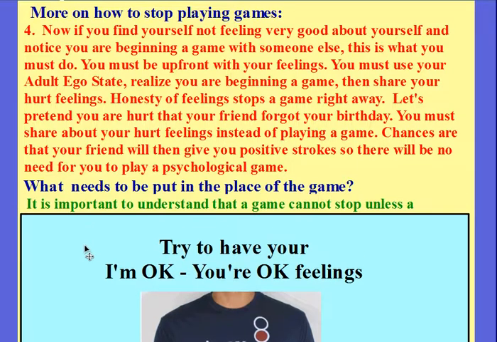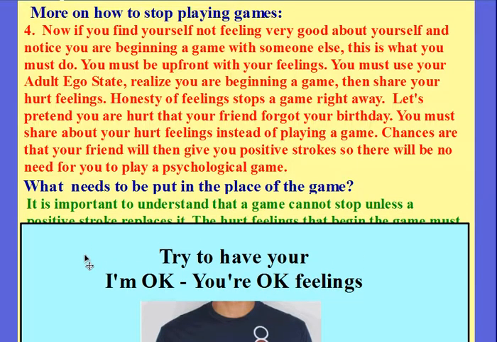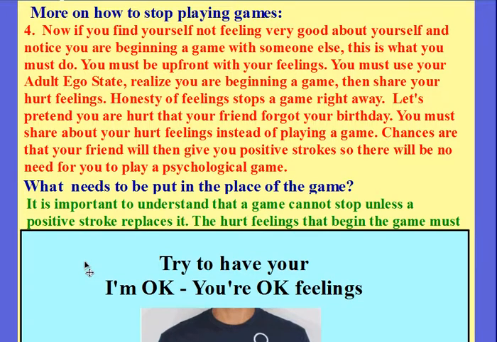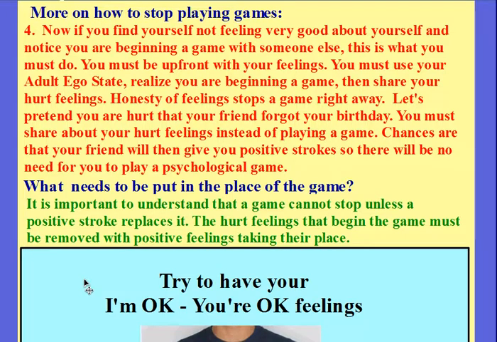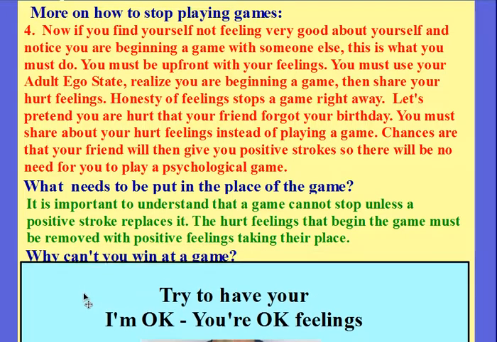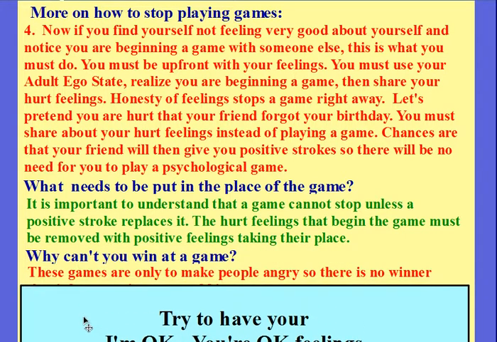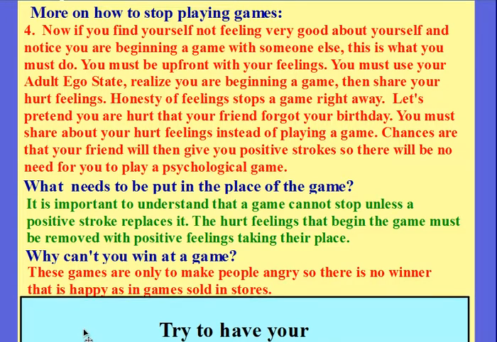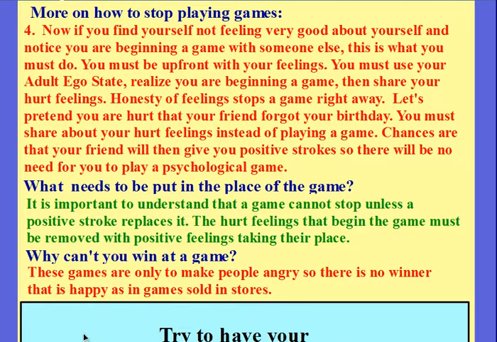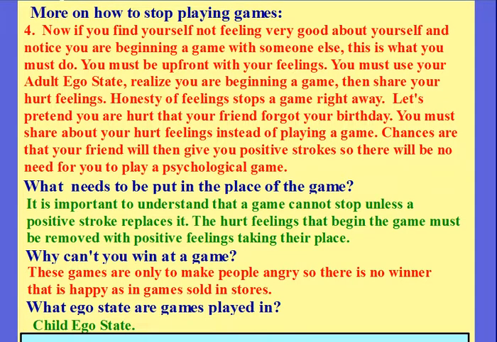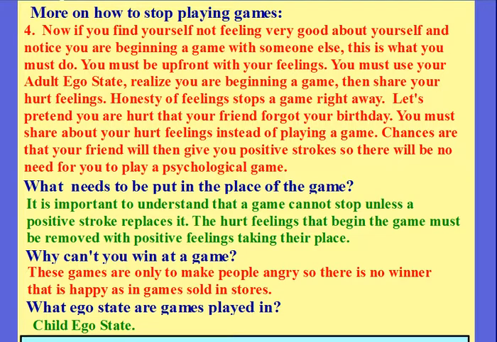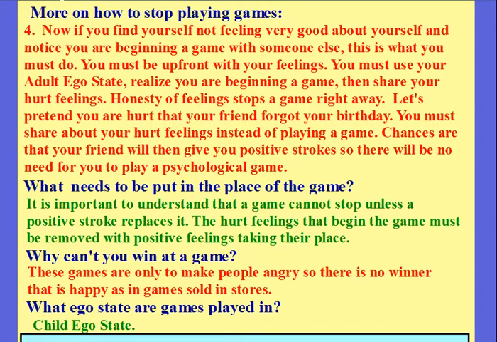What needs to be put in the place of a game? It's important to understand that a game cannot stop unless a positive stroke replaces it. The hurt feelings that begin the game must be removed with positive feelings taking their place. Why can't you win at a game? These games are only to make people angry, so there's no winner, unlike the games that they sell in stores. So what ego states are games played in? The child ego state, because it's all with feelings.